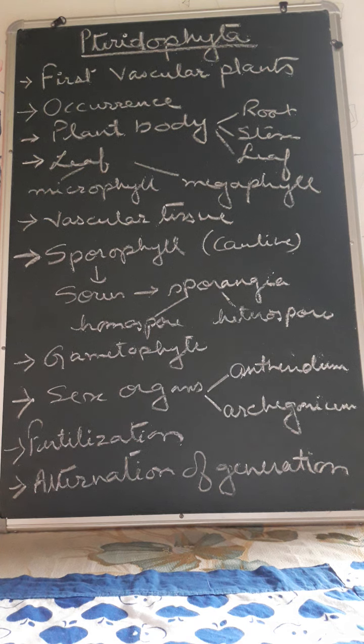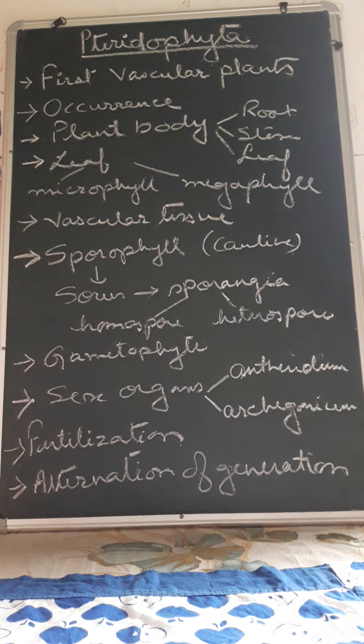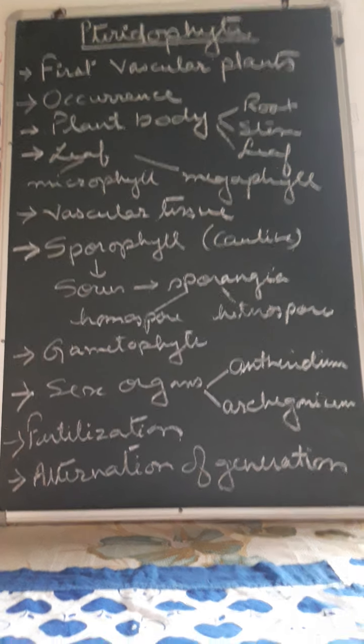So that is an important part. When we are studying higher plants, that alternation of generation is very important. In bryophytes also we have a proper alternation of generation between the gametophytic and sporophytic plant, and in pteridophytes also we will get a proper distinction of gametophytic and sporophytic plant.